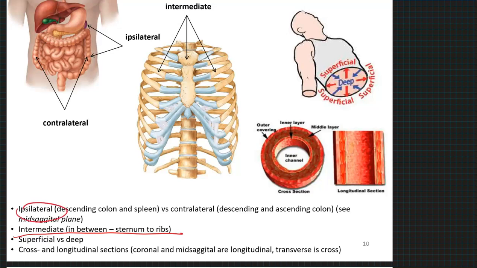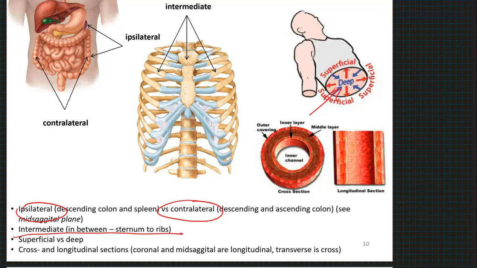Ipsilateral, contralateral. It's pretty important when we talk about reflexes. Ipsilateral are on the same side. Your right arm and right leg are ipsilateral. Your arms are contralateral to each other. Superficial versus deep: closer to the surface of the body, farther from the surface of the body. Those are probably the most obscure terms. I try to use them only when there is no possible misinterpretation.